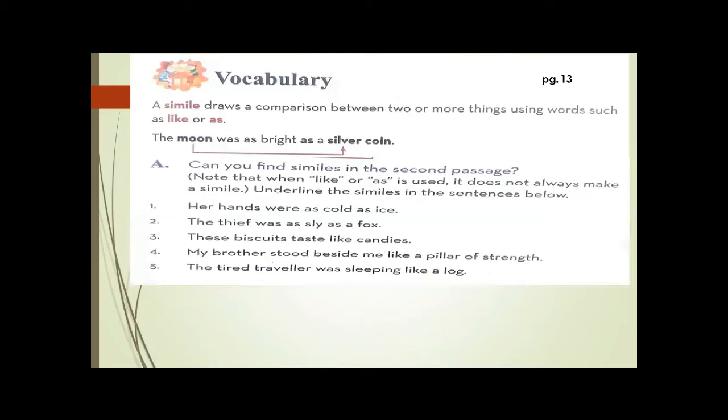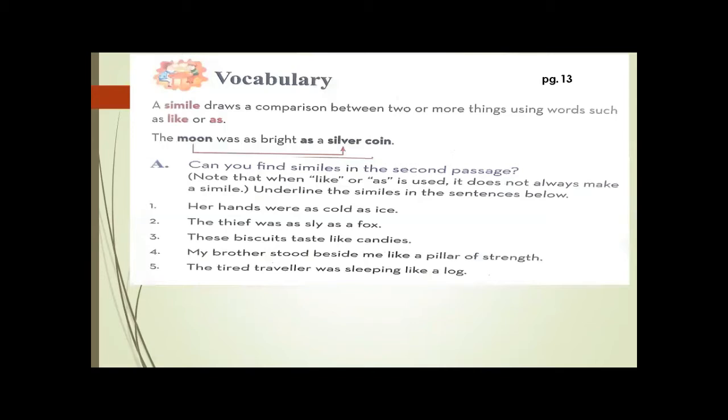Another example, Alia is as cunning as a fox. Alia is as cunning as a fox. So here Alia's cunningness is being compared to that of the fox. So Alia's wickedness is being compared to that of the fox.